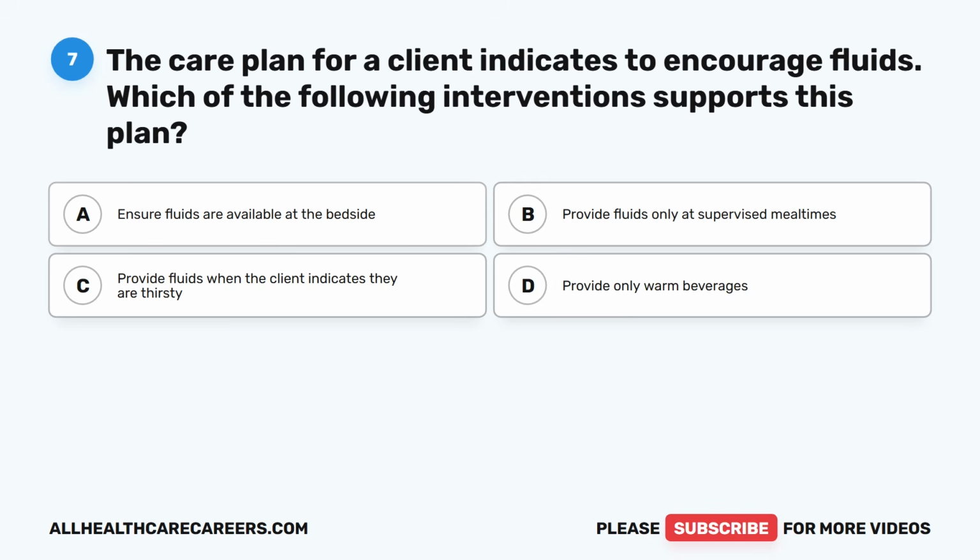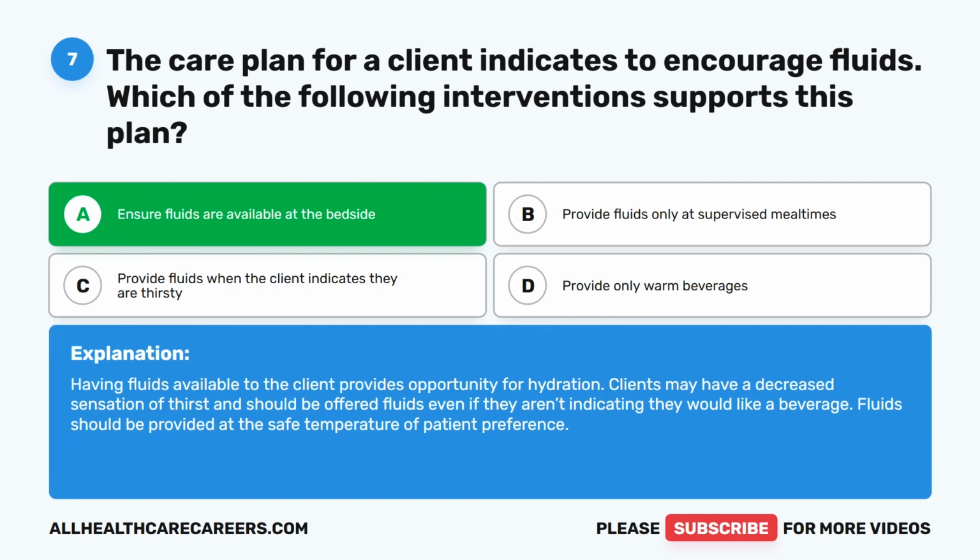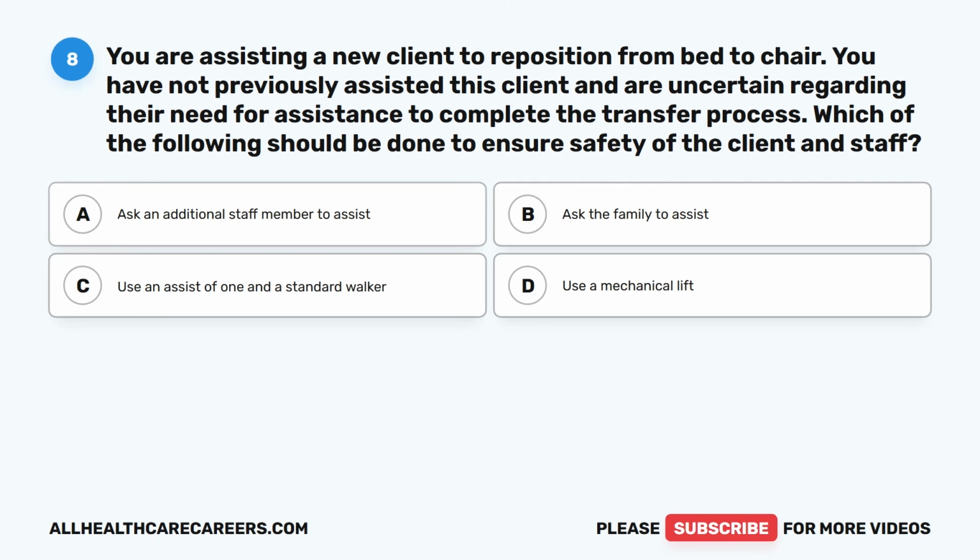The correct answer is A. Ensure fluids are available at the bedside. Having fluids available to the client provides opportunity for hydration. Clients may have a decreased sensation of thirst and should be offered fluids even if they aren't indicating they would like a beverage. Fluids should be provided at the safe temperature of patient preference.